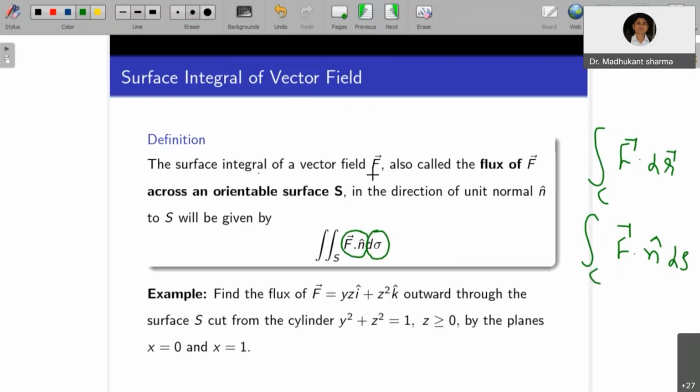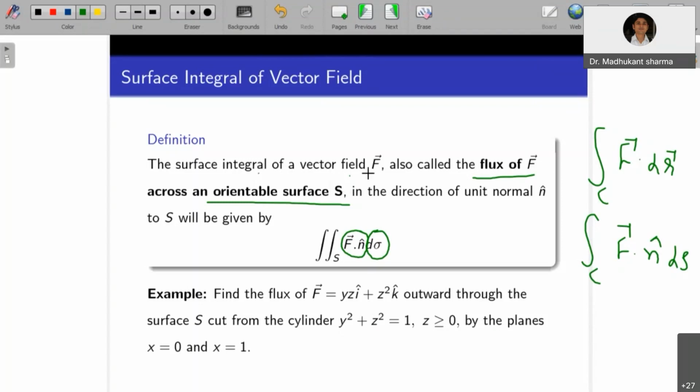The surface integral of a vector field F, also called the flux of this vector field F across an orientable surface S. First you need to verify whether the surface S is orientable or not. However, it is already given that spheres and other closed surfaces, like a paraboloid and an ellipsoid, and other favorable surfaces like cones and cylinders, are orientable surfaces, as is a rectangular plate, and so on.